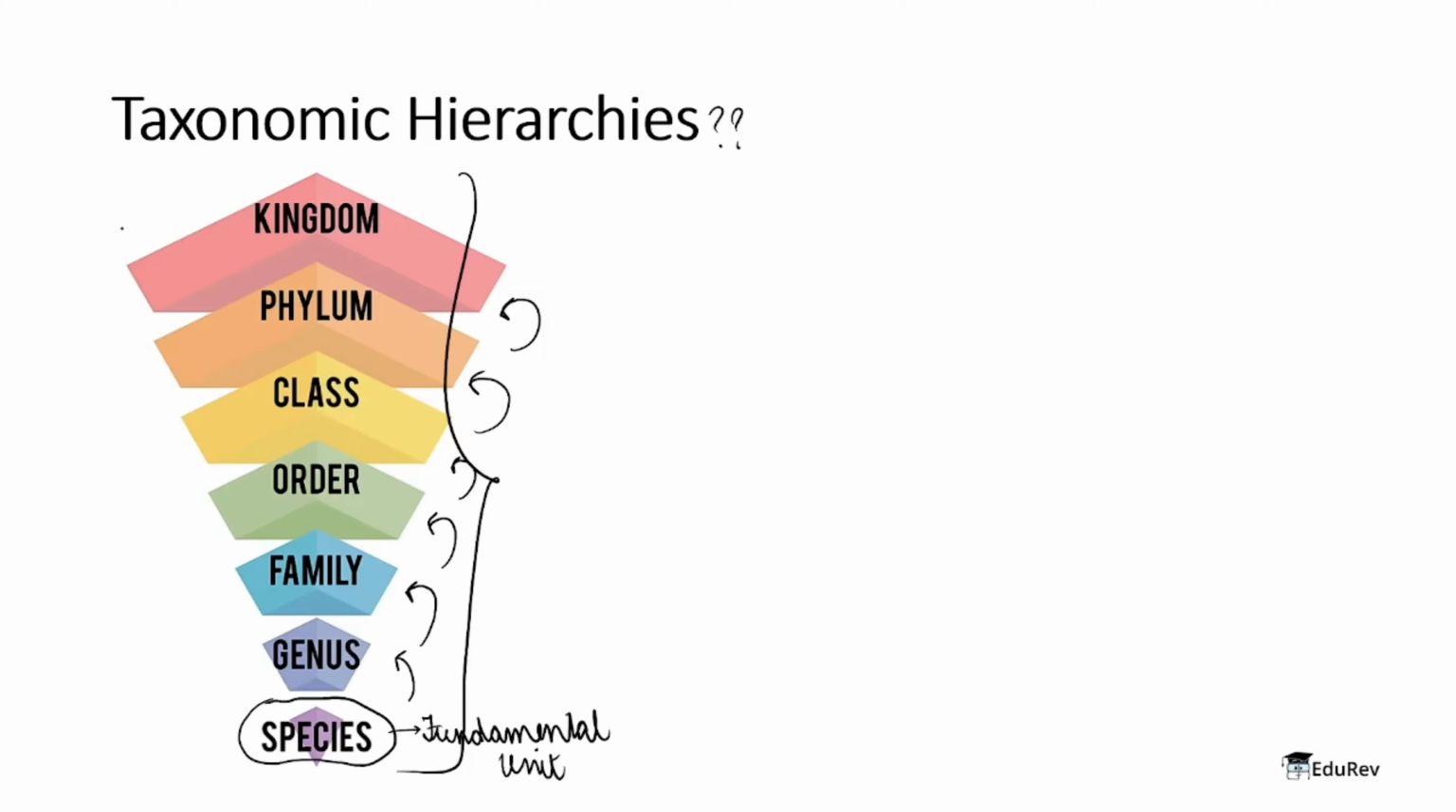Now the series of these labels are known as taxonomic categories or taxonomic hierarchies. The taxonomic hierarchy is divided into 7 obligate ranks or groups that you can already see, which is kingdom, phylum, class, order, family, genus and species. And each of these categories individually are called taxon.